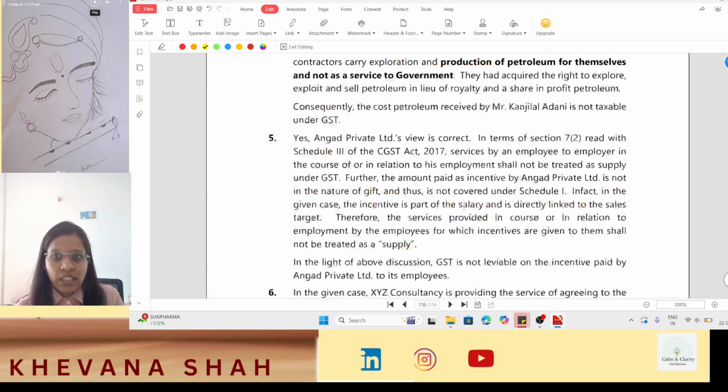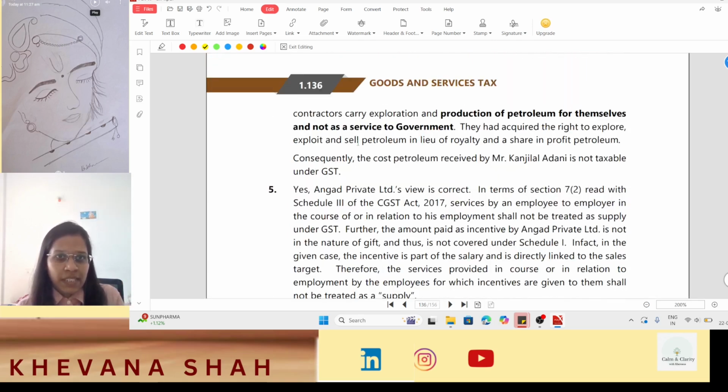Now, what is the reason? The reason for the same is that contractors carry exploration and production of petroleum for themselves and not as a service to government. Okay, so they are not doing that as a part of service to the government. That is the reason it is not considered as consideration. They have acquired the right to explore, exploit and sell petroleum in lieu of royalty and are sharing profit petroleum. Consequently, the cost petroleum received is not taxable.